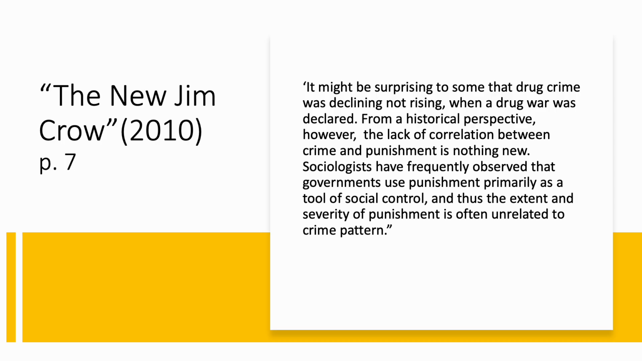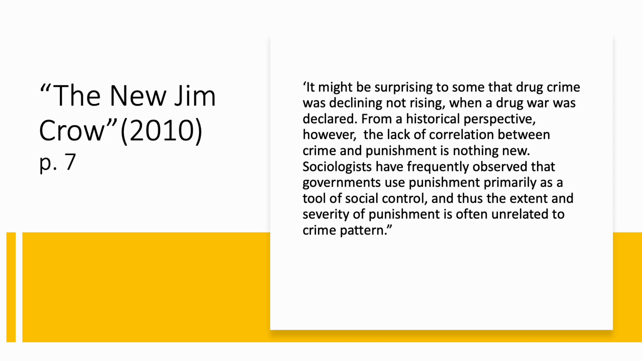So she sets up the whole book here through the life of this one family and how all the men in the family for generations have been unable to vote. So she's saying the mechanisms of that might be different, but the outcome is identical. And so she writes on page 7, it might be surprising to some that drug crime was declining, not rising, when a drug war was declared. From a historical perspective, however, the lack of correlation between crime and punishment is nothing new.